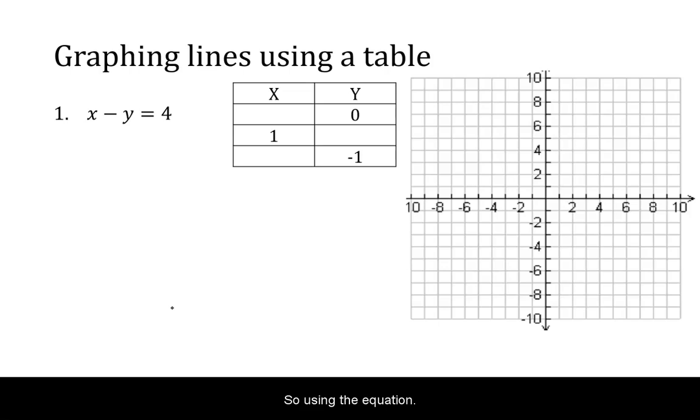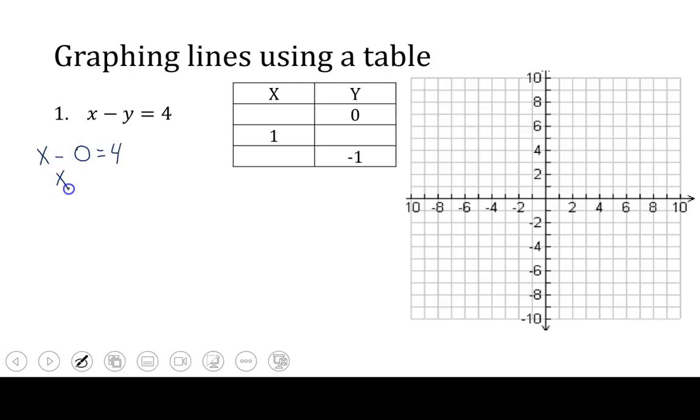So using the equation, we need to plug in the missing numbers for the ordered pair. So the first ordered pair, that first line, we have a 0 for y. We need to find x. So using your linear equation, we're going to plug in 0 for y. So x minus 0 equals 4. X equals 4. So write 4 in the table.